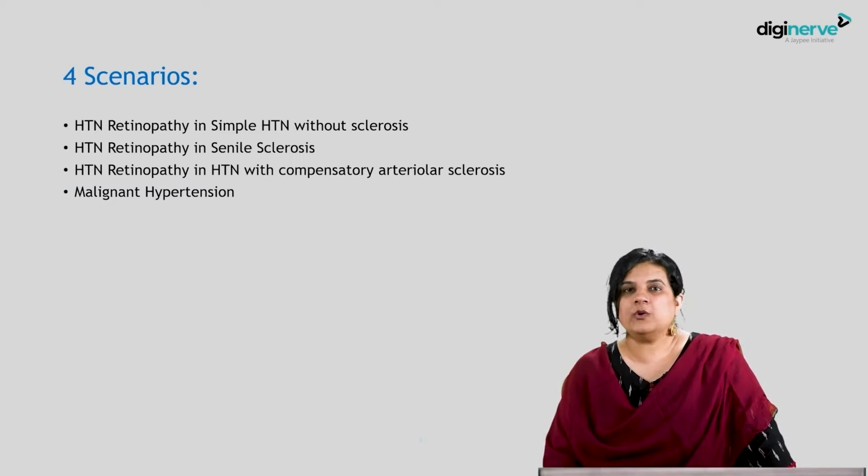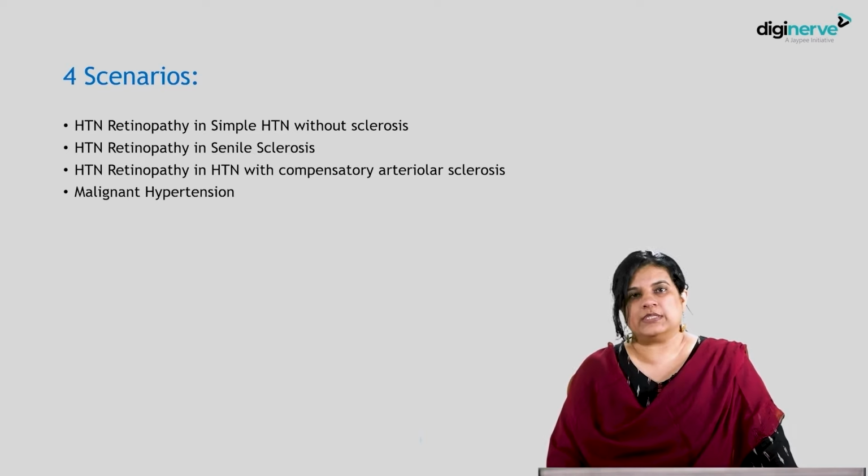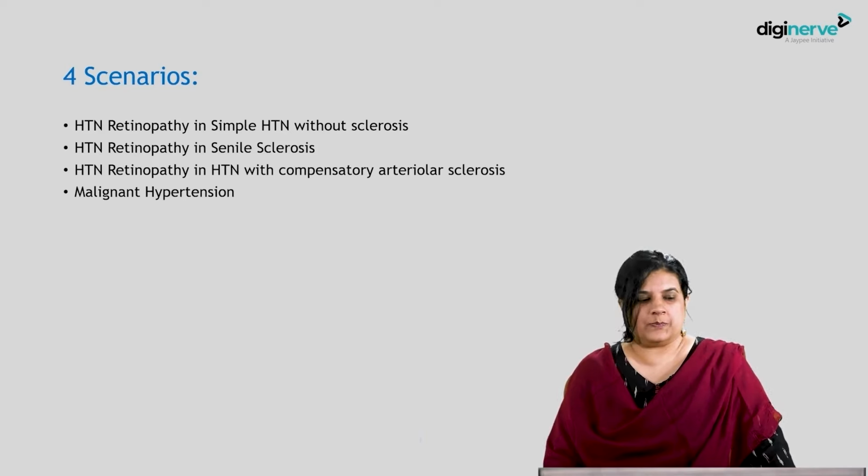So, four scenarios can happen in which hypertensive retinopathy can progress. So, you have hypertensive retinopathy in simple hypertension without sclerosis. This is commonly seen in young individuals, and if antihypertensive medications are given, it is unlikely that it will go on to have sclerotic changes.